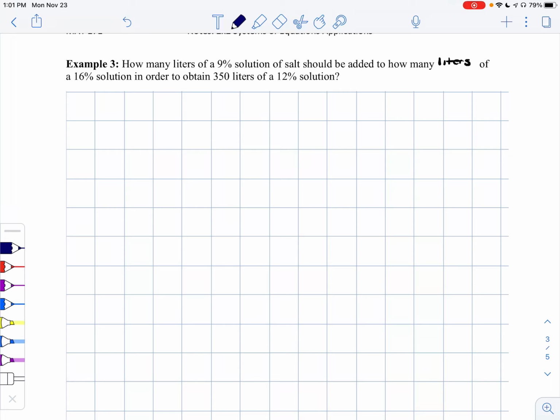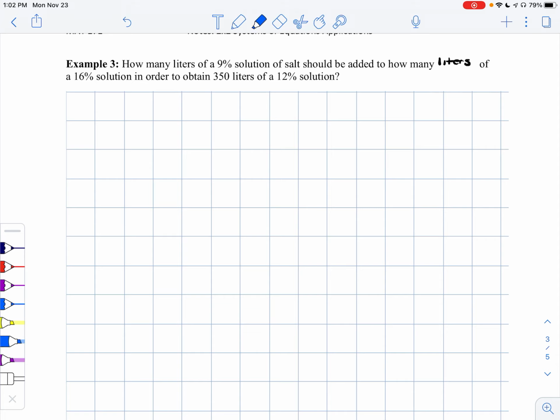Let's go ahead and continue looking at these 2x2 systems and application problems. In the last video, we looked at a couple different applications. In this video, we're just going to look at a few more, give you a little bit more practice setting up these systems and solving them. All right, so let's go ahead and start with example 3.